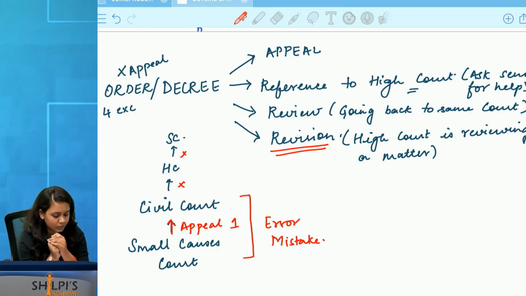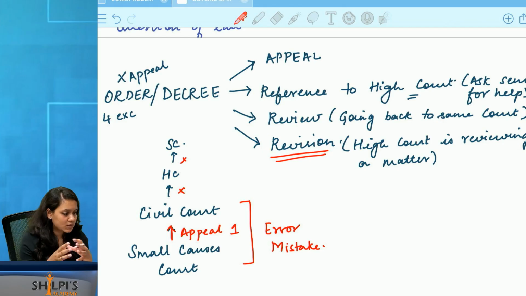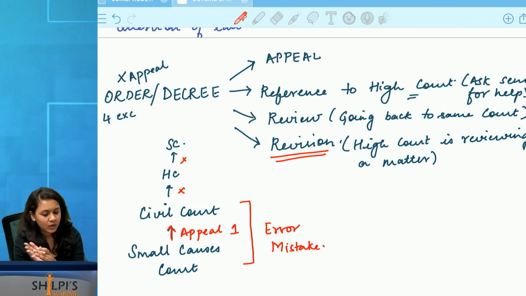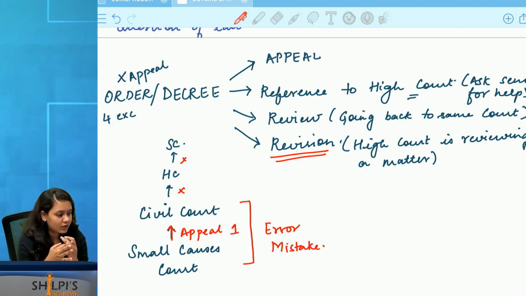Okay. So, I'm just repeating myself again, these are certain remedies that exist under CPC. Can you appeal against a decree? The answer is yes. But for that, the law must clearly specify and state that you have the right of appeal. Can you appeal against an order? The answer is no. There are only four or five exceptions to that rule. Apart from appeal, that is first appeal and second appeal, you have reference, review and revision.